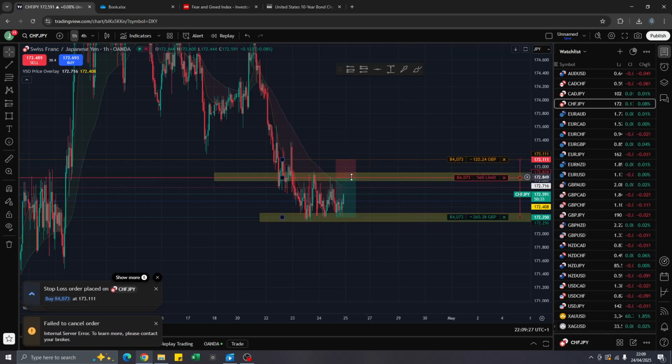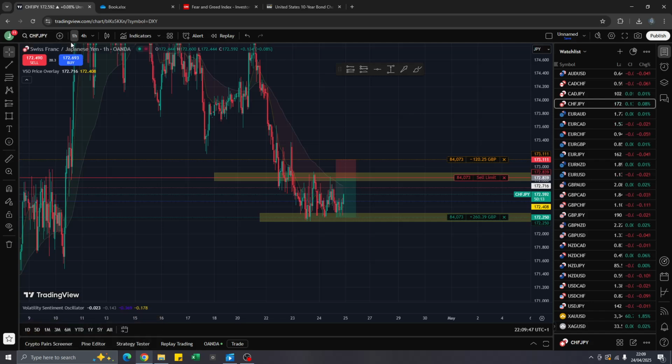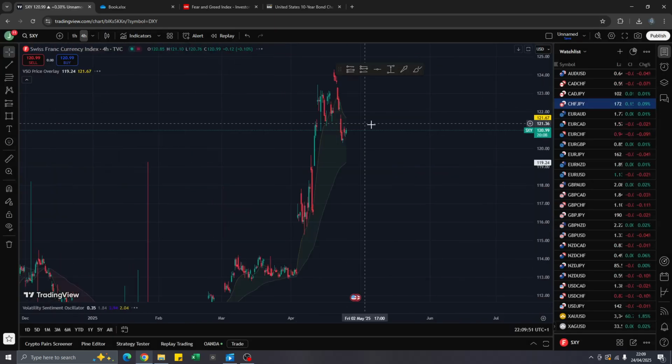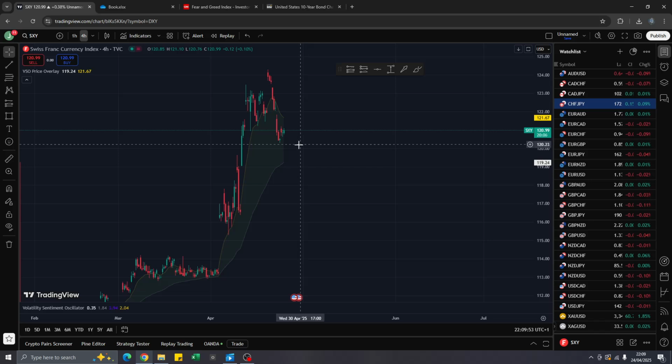It's not an A-grade trade, this. An A-grade trade for me would be yen 4 hour, 1 hour index bullish and macro bullish, which it is. For this to be an A-grade trade, the Swiss franc has to go bearish on the 4 hour index. But the 4 hour index is currently bullish. We'll see. So yeah, I'm looking at that.